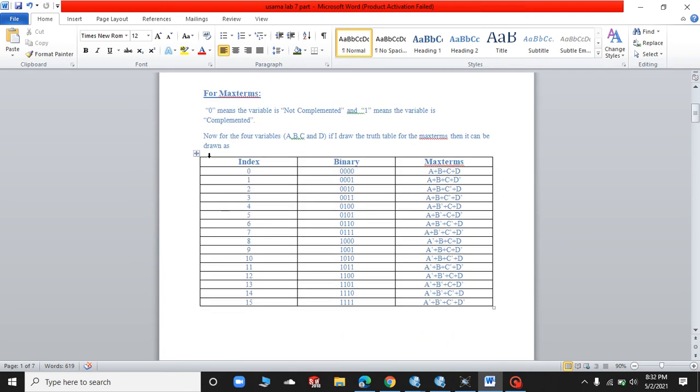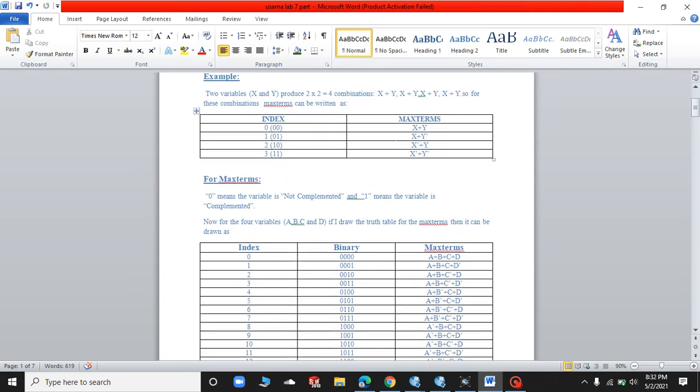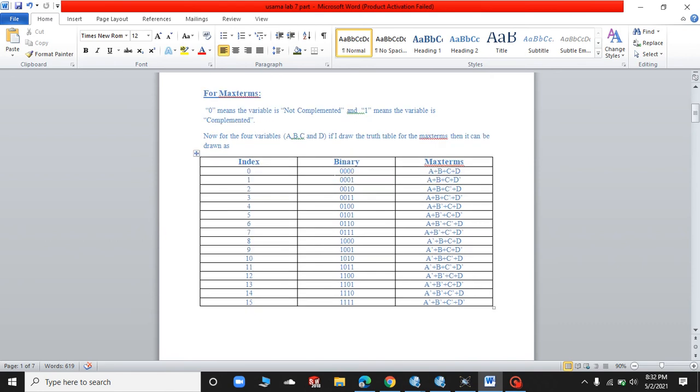So for max terms, as I described earlier, when I have 1 in the binary, then I have a complement, and when I have a 0, then I have a single term without any complement. You can see that I have four inputs, that are a b c d. So when I talk about the max terms, when there is a 1 there is a complement, so this whole table of 15 max terms is drawn.